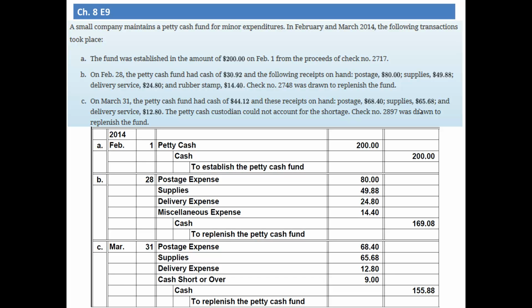We lost $9 somewhere, so we have to debit the cash short and over for that difference.